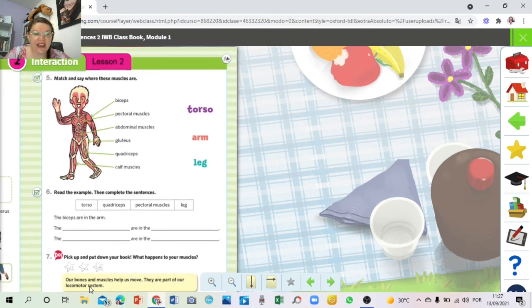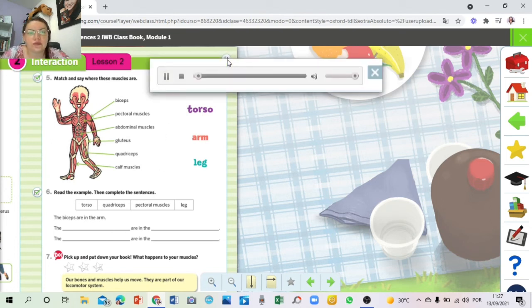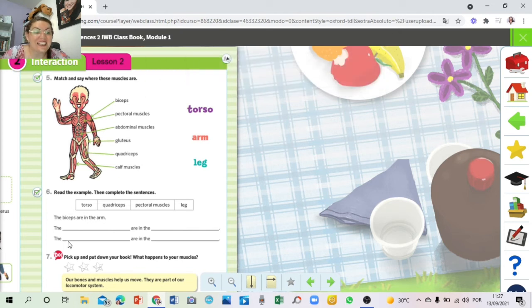And here, at the end of this page, no final da página, we have an interesting information, okay? Let's listen. Vamos lá? Vamos escutar? Page 21. Our bones and muscles help us move. They are part of our locomotor system. Great. Look, our bones and muscles, os nossos bones, nossos ossos and muscles, e músculos, help us move. Us, nos, help, ajuda. A o quê, gente? Move, a se movimentar. I like to move in moving. Yes. They are part of our locomotor system.